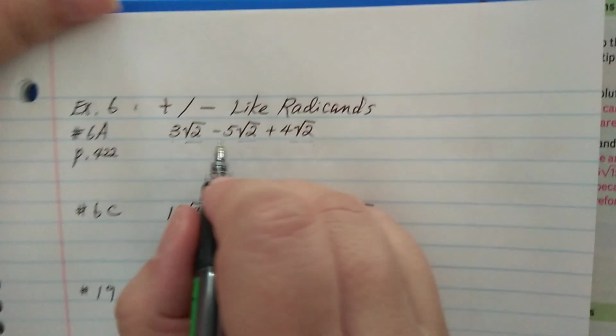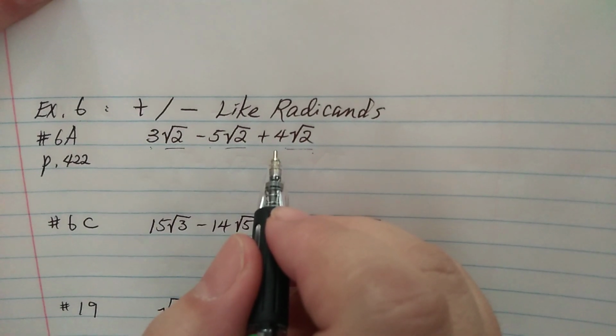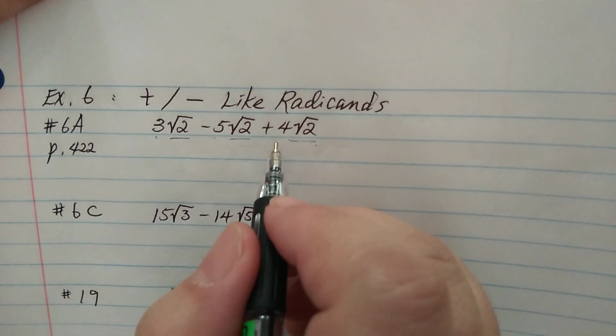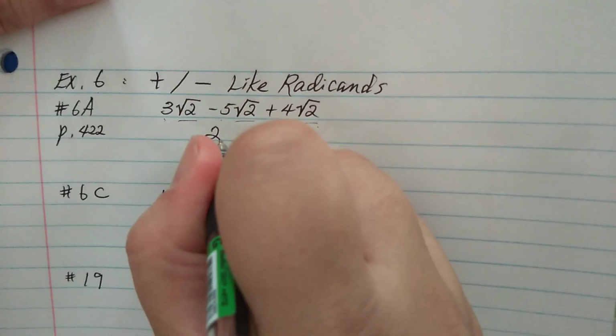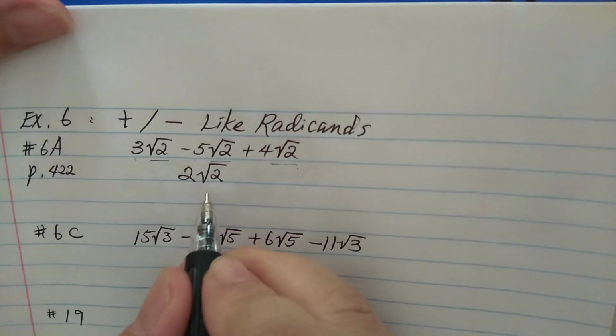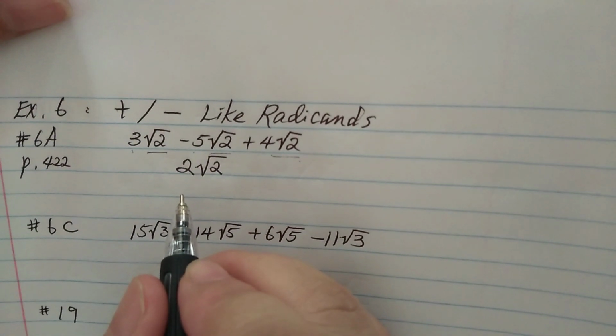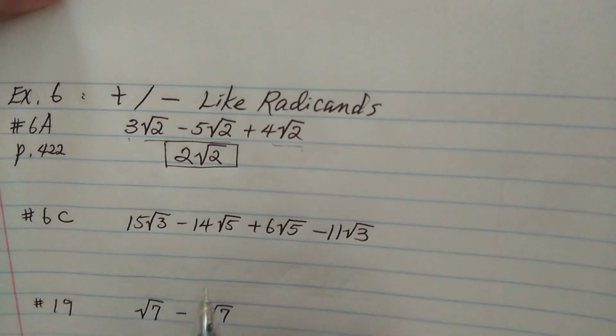So 3 minus 5 is -2. -2 plus 4 is going to give you +2. So just 2, and then your radical 2. So the radical 2 kind of acts like an x. And that's your answer. Okay, next question.